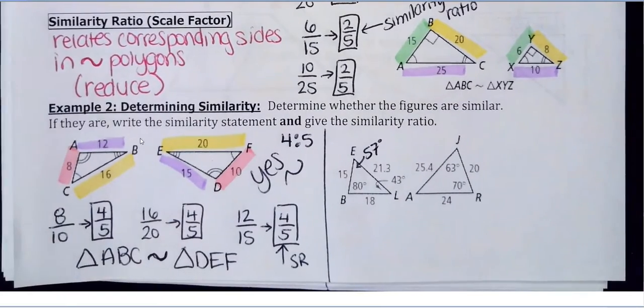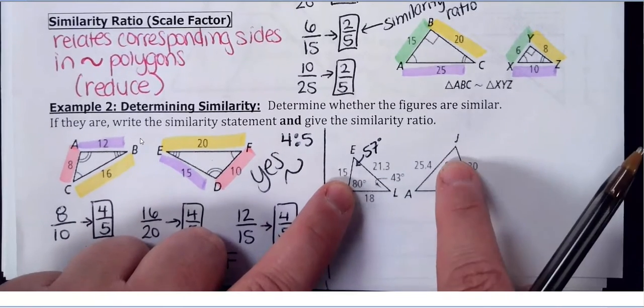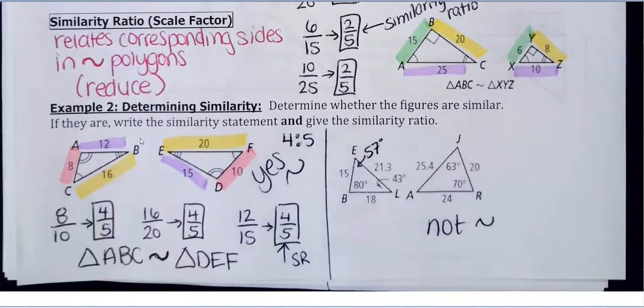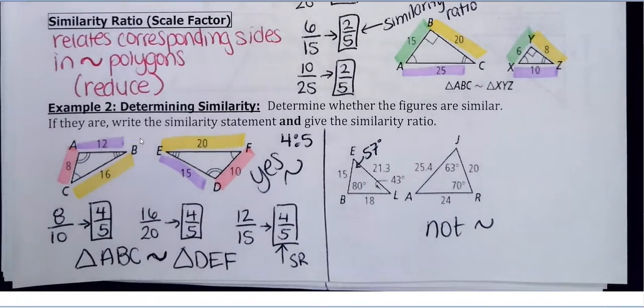Corresponding angles have to be congruent for these two to be similar. Do I have corresponding angles congruent here? No way. This is 80, this is 70, this is 63, this is 57. Those angles don't match up, so they're not similar. All the corresponding angles have to be exactly equal to each other. If they're not, I wouldn't even test the sides there because I can tell from the angles that these are not similar.